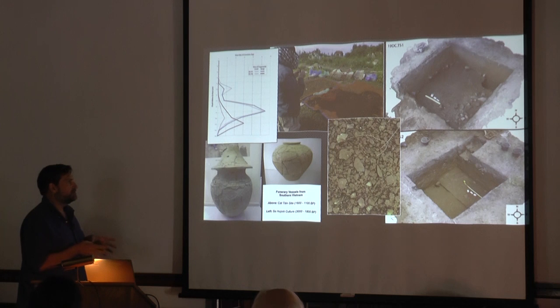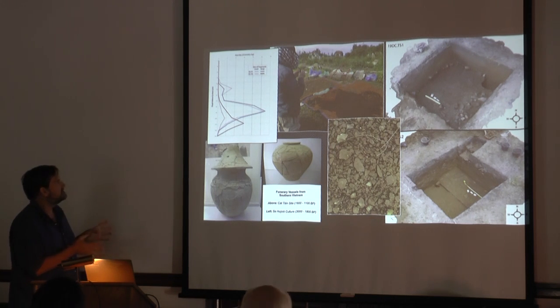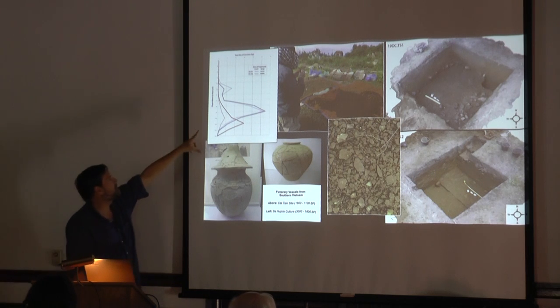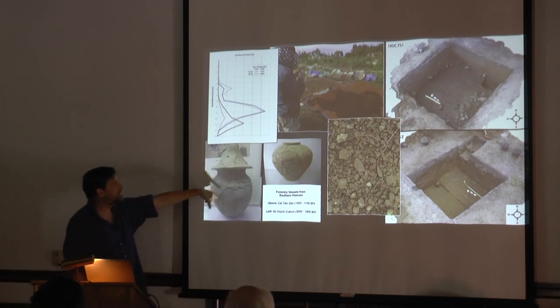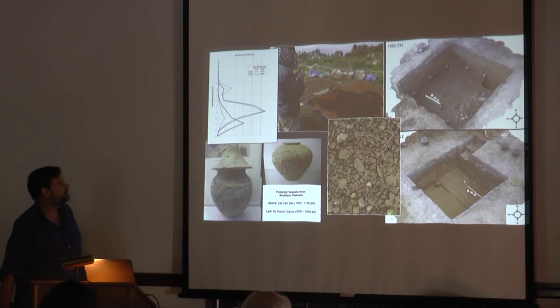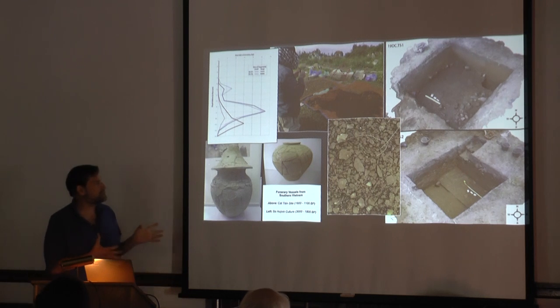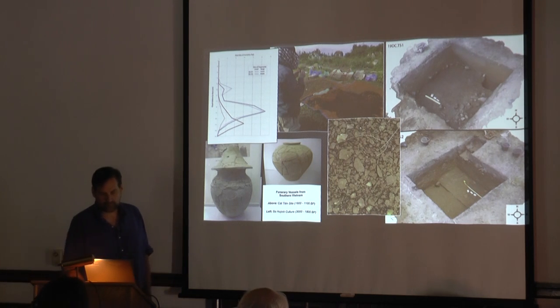There's some fragmentary human bones in these deflated areas, and portions of the site are less deflated. The blue line, for example, shows there's less deflation going on in the center portion of the site. And these are similar kinds of vessels that we think were being placed on this site over several thousand years.